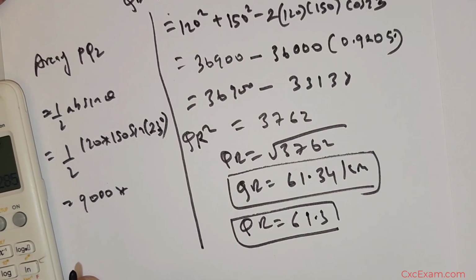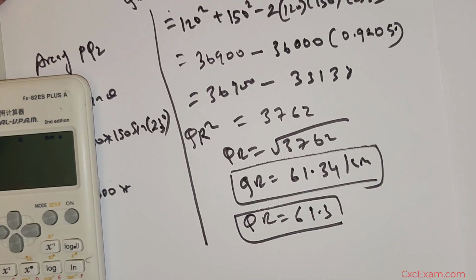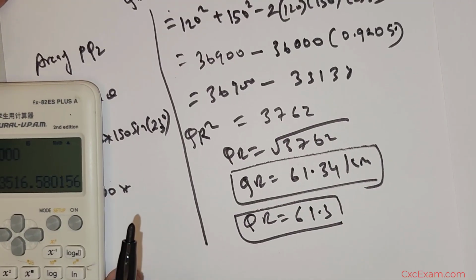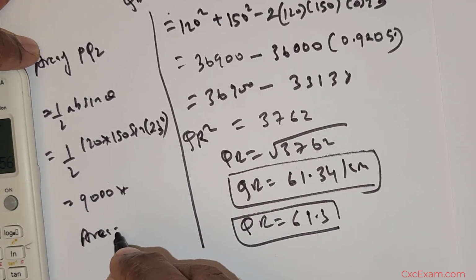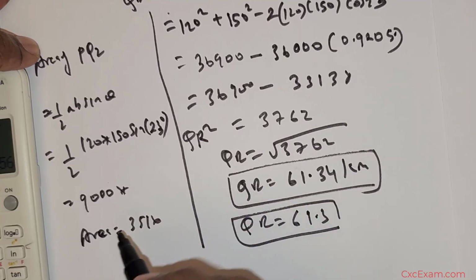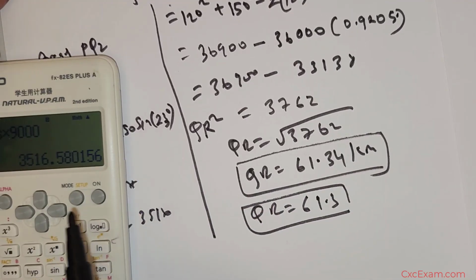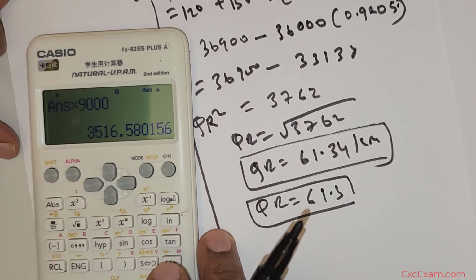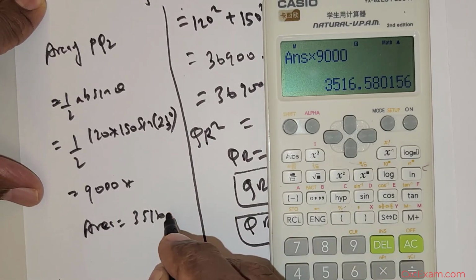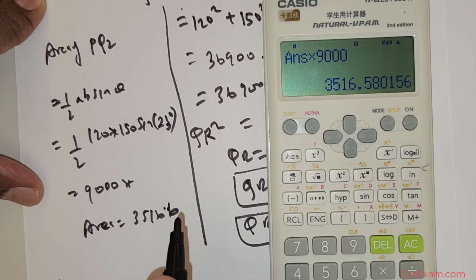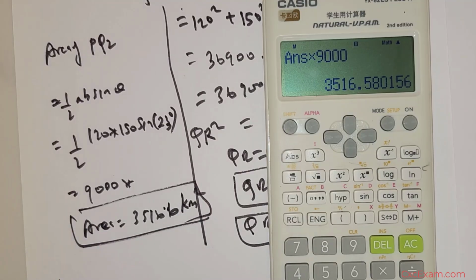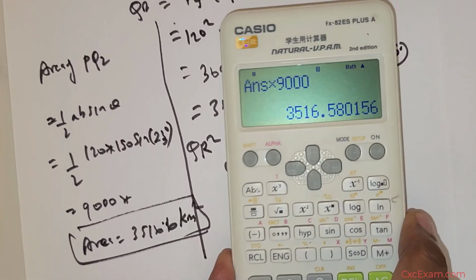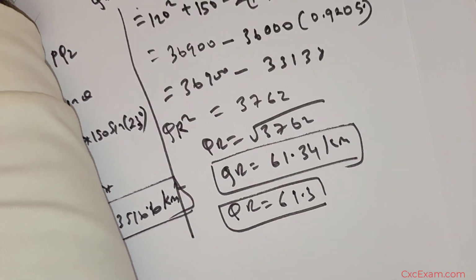and I'm multiplying it with 900. So this is area 3516, one decimal place, 0.6. I'll be taking this 0.6. Okay, 0.6 square kilometers. Km squared. So that is the area. Okay, now that completes the first part.